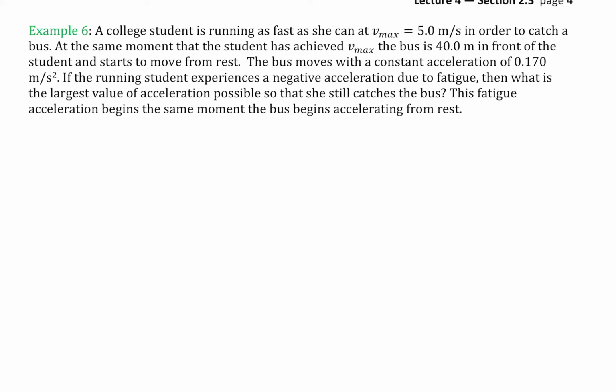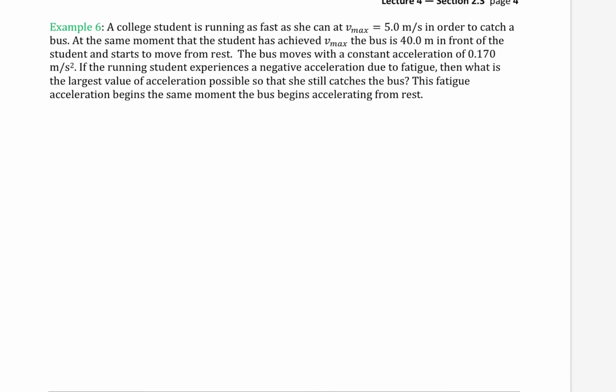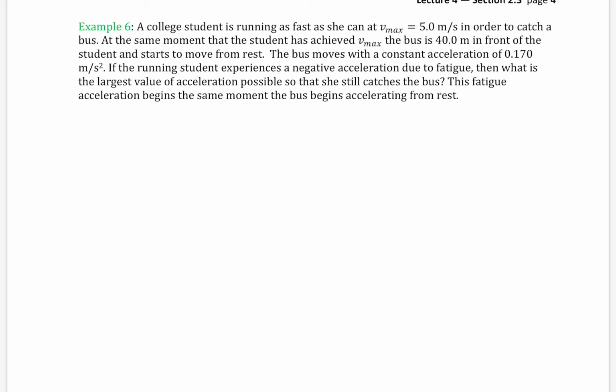Oh, that's interesting. It's kind of more real life, right? So instead of her maintaining that perfect velocity of 5 meters per second for the entire, what was the time for her to catch it, the entire 9.55 seconds, now we're going to say, no, she is slowing down, but we still want her to just barely make it, okay? Well, initially, it's the same idea. For the student to catch the bus, the two position functions must equate.